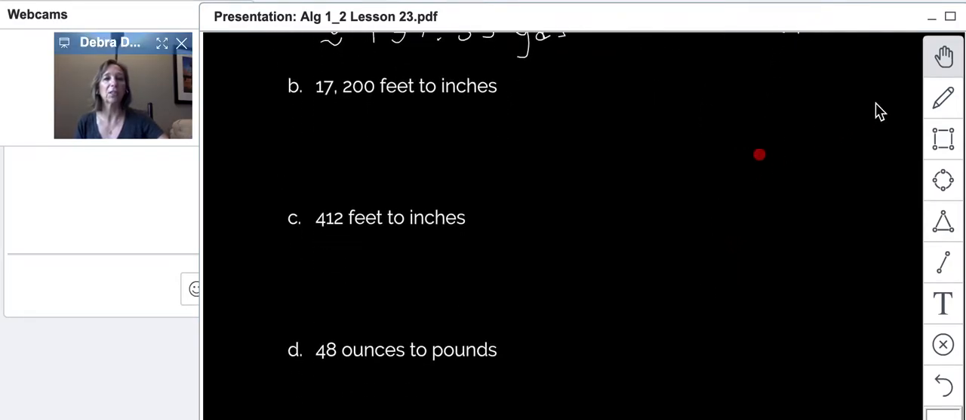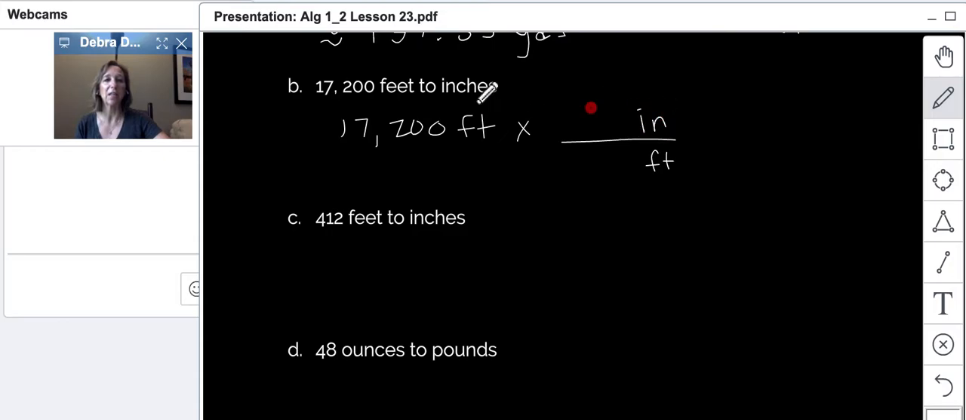We're going to convert 17,200 feet into inches. So stop the video and give this a try. Okay. So we have feet, we want it to be in inches, so inches have to go on the top. So there's 12 inches in 1 foot. So we're going to multiply.